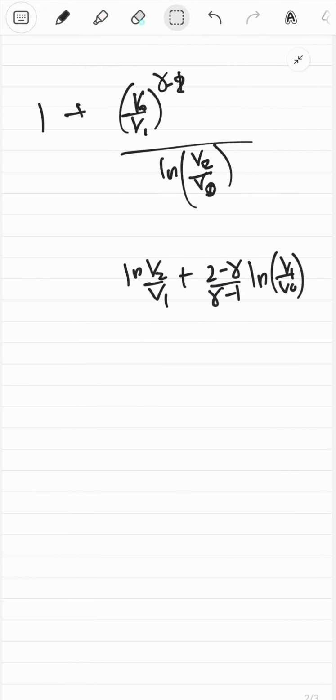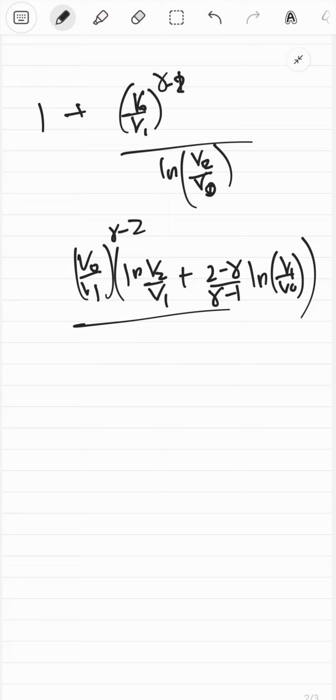Okay, I guess we'll need more space. This time solve v naught upon v1 power gamma minus 2 upon natural log of v naught upon. We should probably be changing this. I wish there was a better way. Come on, is there really just no better way? Oh, there is.